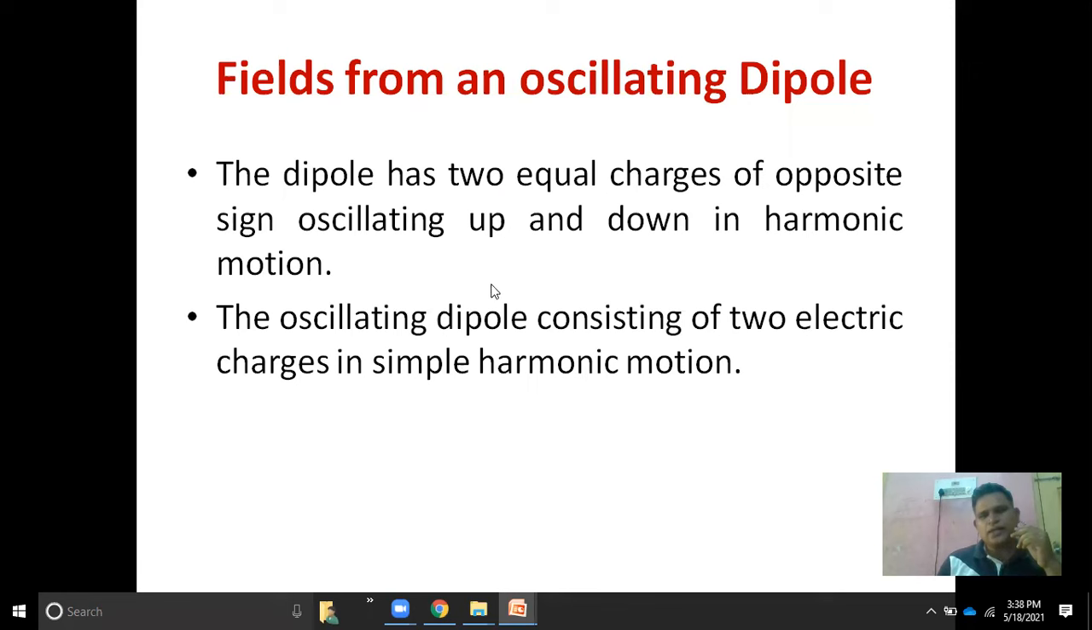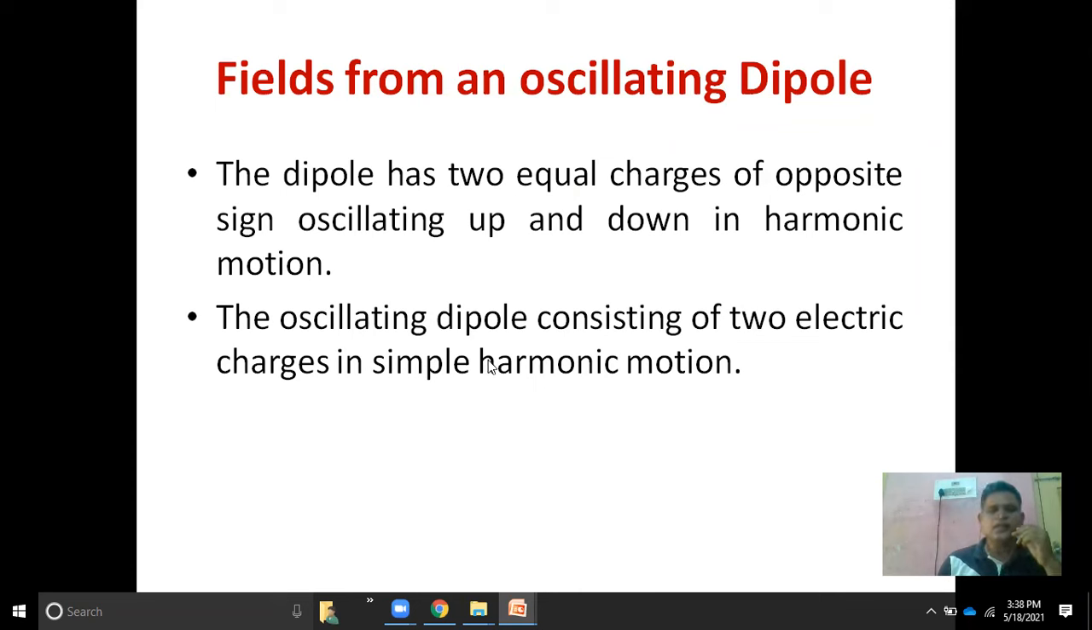Okay, in those conductors we will apply a sinusoidal signal. Sinusoidal means one is positive voltage, the other one is negative voltage. Here we are applying the sinusoidal signal to these two conductors. They will emit the electromagnetic radiation.